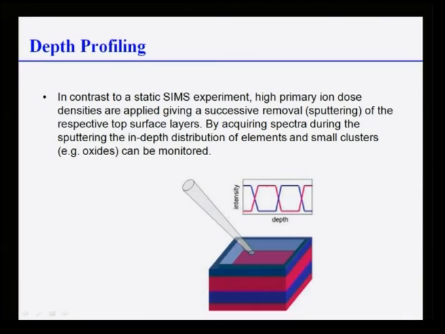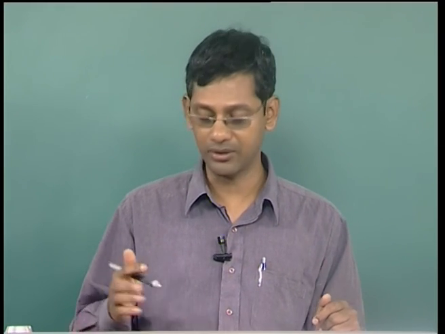Not only that, as I said, it is possible to do depth profiling. In a dynamic SIMS experiment, high primary dose densities can be applied, and it can give you successive removal of the respective top surface layers, and by acquiring spectra during the sputtering, the in-depth distribution of elements and small clusters can be monitored. So as you see here, this is a volume which is sputtered slowly, and rastered also, obviously. You start from this part and then go, then come back, like the raster. So one surface layer is removed and you measure the composition. Then you go in the depth direction and do the same thing, rastering, and get the distribution of elements in three dimensions. Or otherwise you can keep the beam static, not rastering, and just sputter along a certain direction and measure the concentrations of the elements.